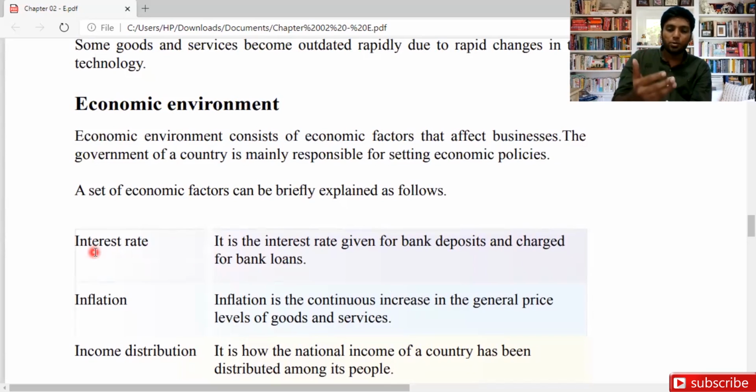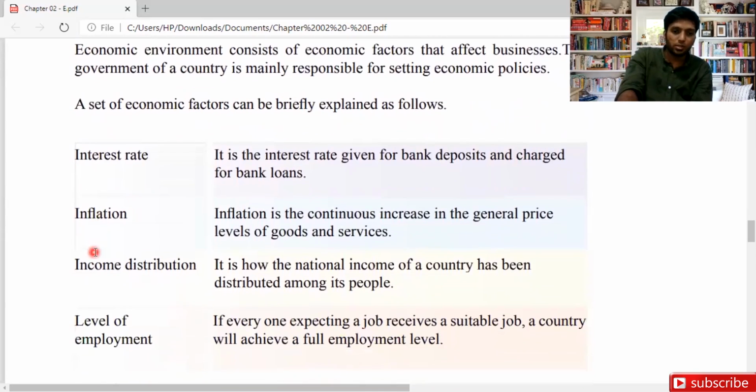They want people to get opportunities, so they will reduce the interest rate. If they want people to not do more businesses because more vehicles and more imports are coming, they want to take all the money from the people, so they will increase the interest rate. So let's move on to the second term.